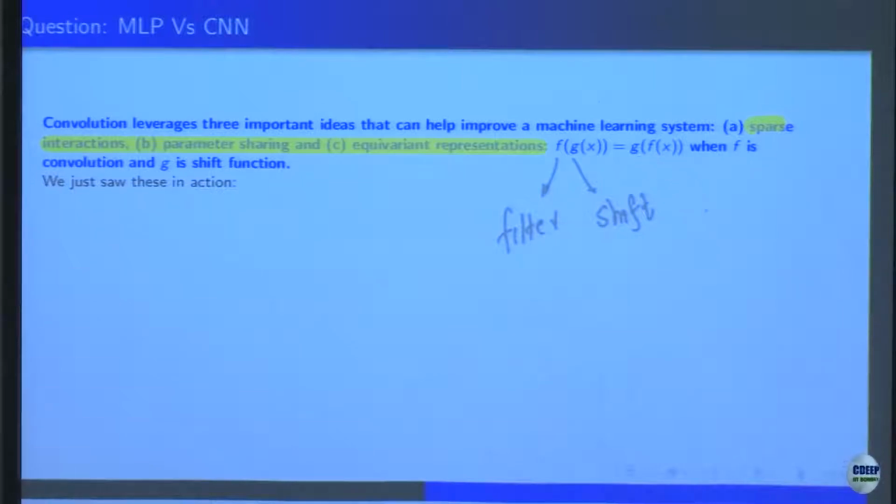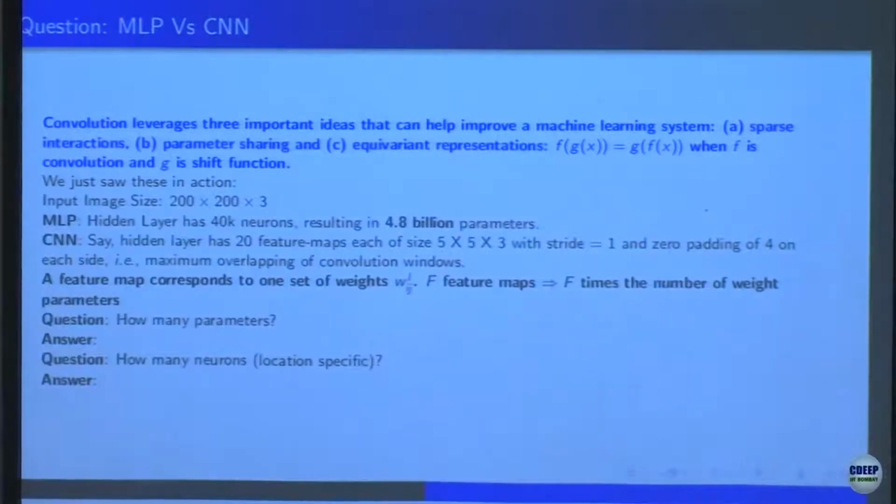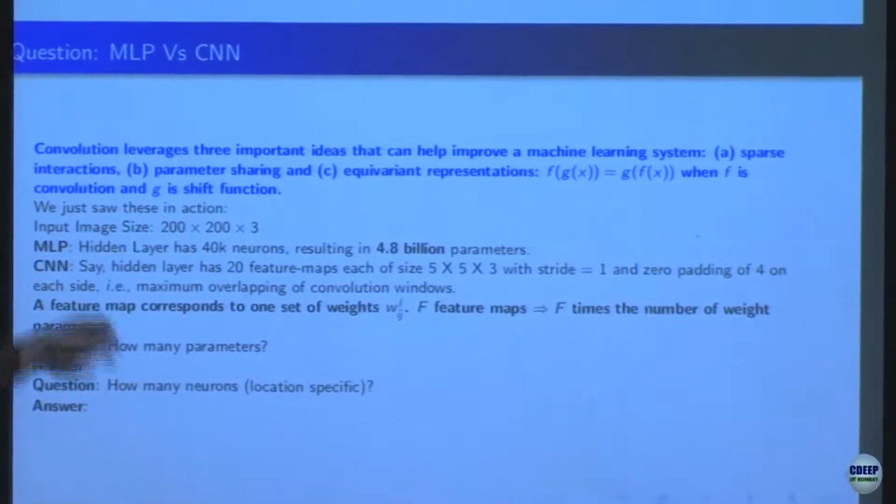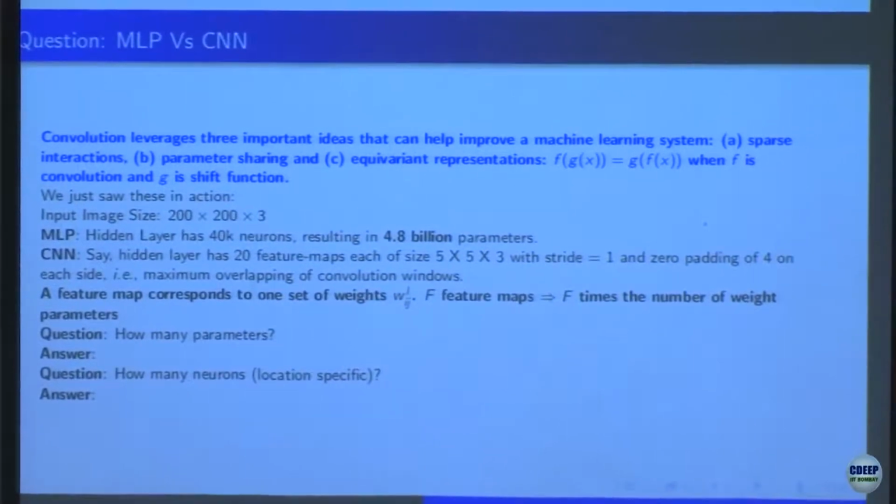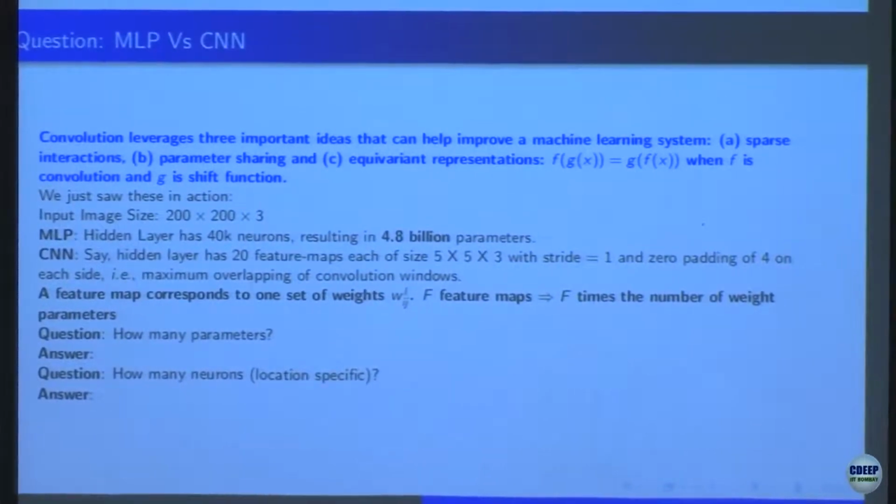So you do the filter and then shift, or shift and then filter, we will get the same result. And now we are just trying to apply this formula, m plus 2d minus p divided by s plus 1, and estimate what the output size will be, and compare that with what you would get with a normal, fully connected neural network. The fully connected neural network gave you 4.8 billion parameters, and that was with 40,000 neurons in the hidden layer.